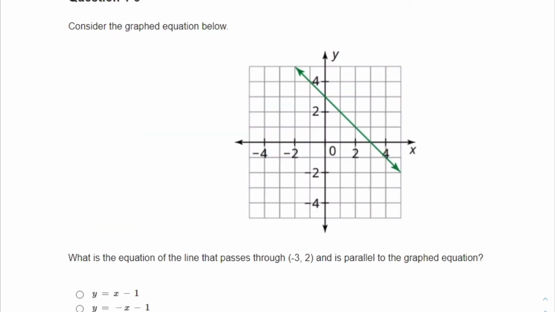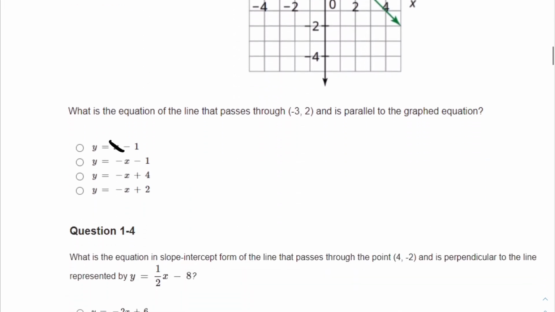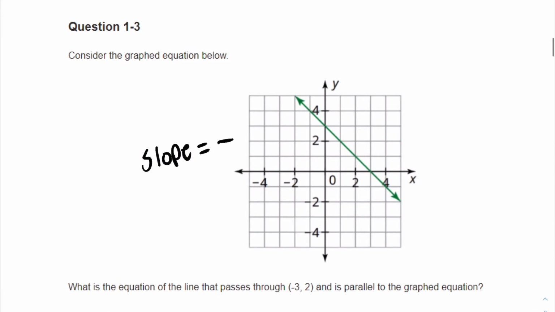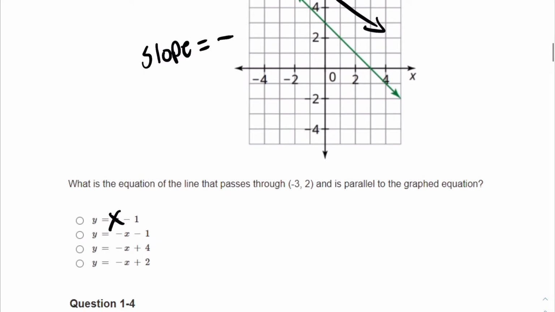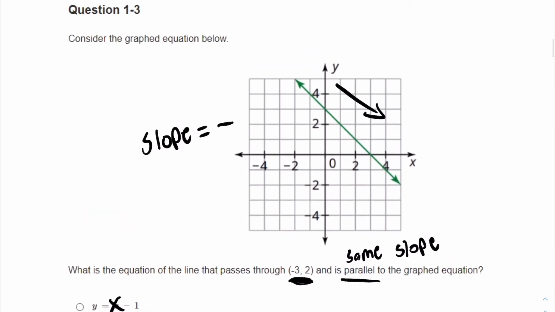For question 3, we have a line. The line's going downwards, so we know the slope is going to be something that's negative, which means we can cross out the first answer choice. Just because we know the line is going downwards, that means the slope is negative. They want a slope that's parallel. If lines are parallel, then it's going to have the same slope, but this new equation is going to use this point. So if we're going to get a parallel line, we need to have the same slope as the first line.